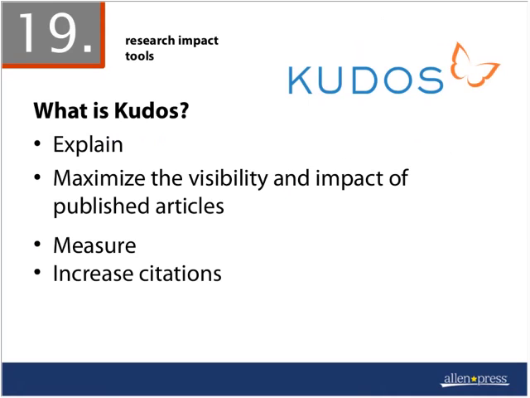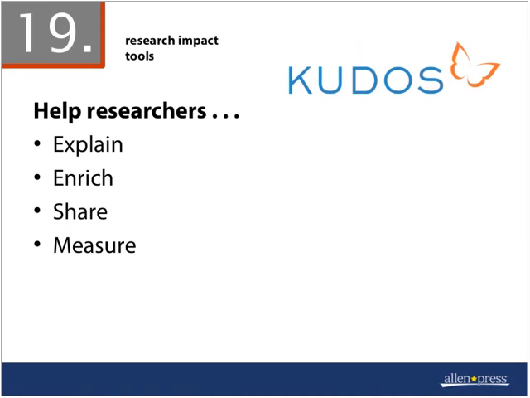What they do is help researchers do the following things: explain, which is creating simple descriptions of their work and highlighting what makes it important; enrich, adding links to related resources that help put research in context; sharing work by email and social media and across search engines and subject indices; and of course, the ultimate question is, how do researchers and their institutions and publishers know if their efforts are having any effect? That's where the metrics come in. Kudos helps them track their impact using a range of metrics provided by third parties.